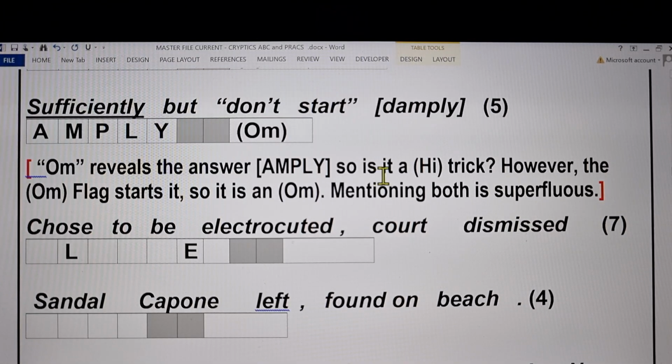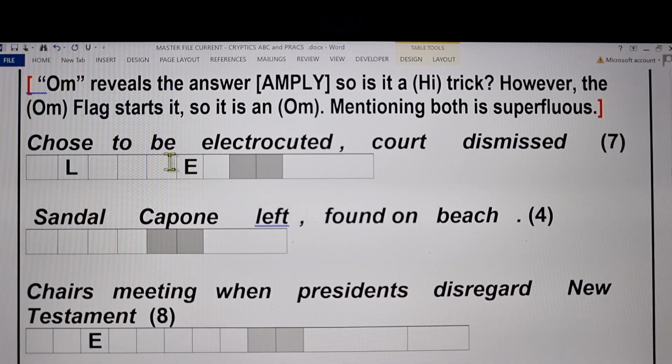Okay? Of course, you wouldn't want to mention both. Mentioning both is superfluous. You wouldn't want to mention omission and hidden. That'd be crazy, taking up your space. Okay? So, righto, next one.